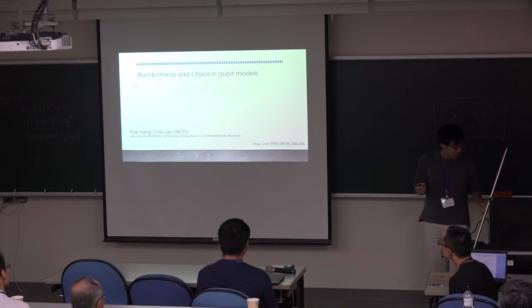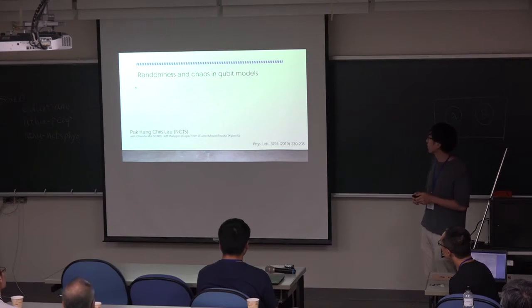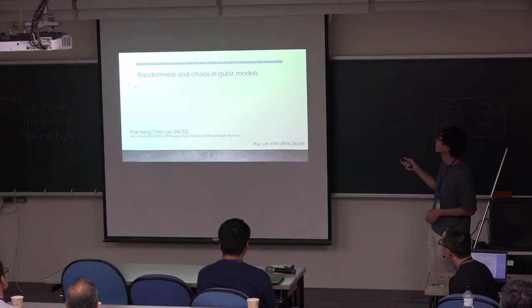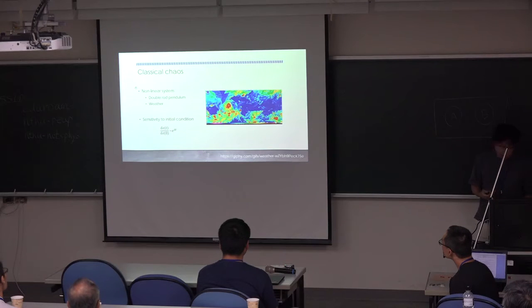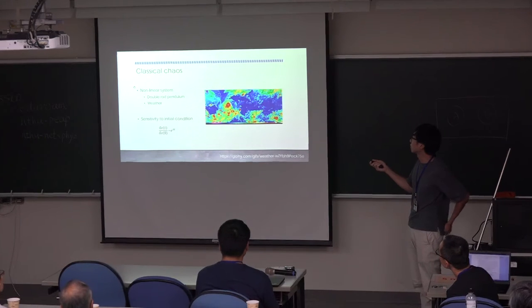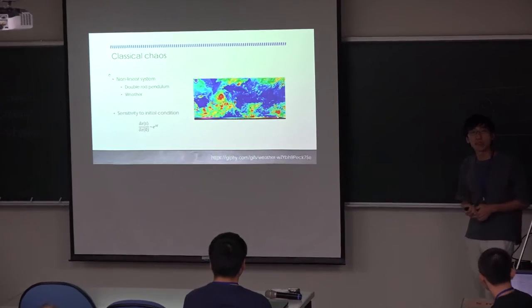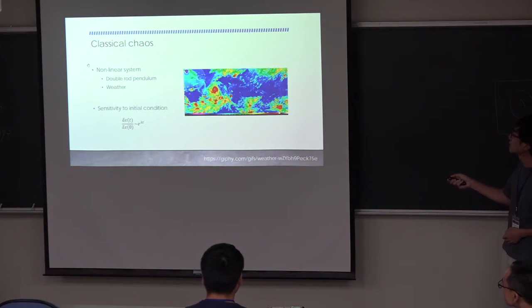So in this paper, we aim to, by using some very simple qubit model, understand the relationship between random and chaos. Why chaos is interesting is because classical chaos has been around us for a long, long time. For example, in a smaller system like the double rod pendulum, it exhibits some kind of chaotic behavior.